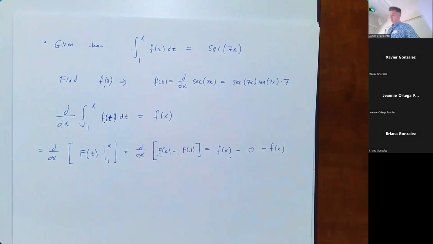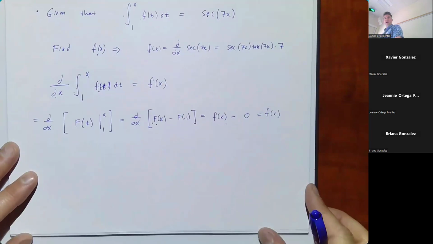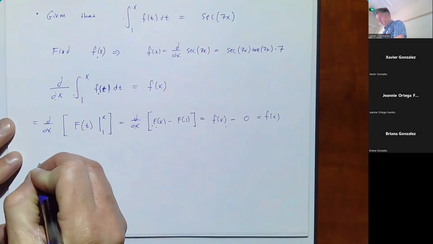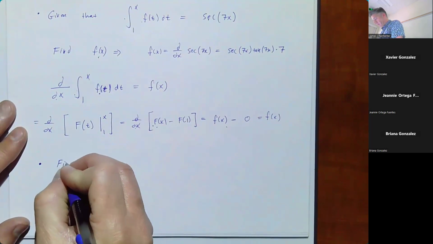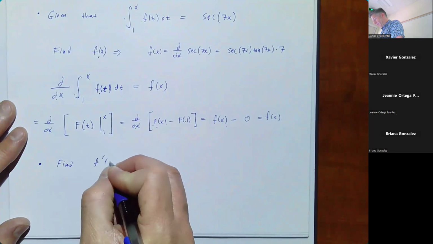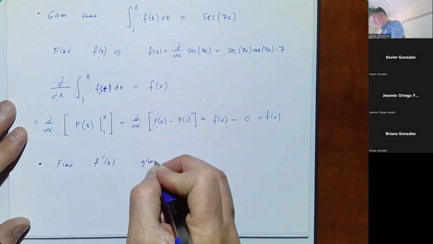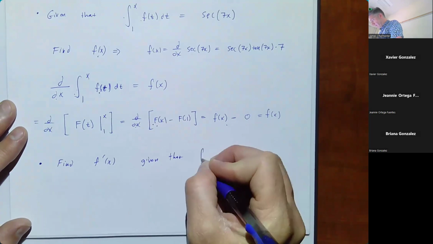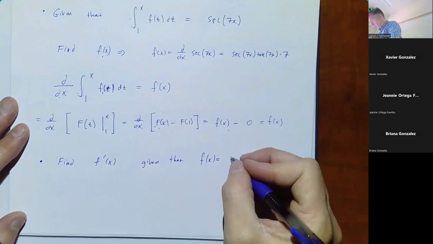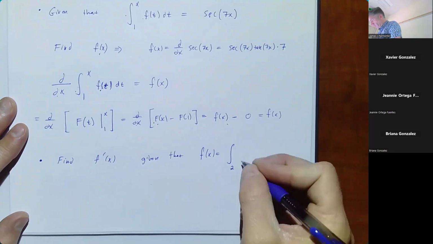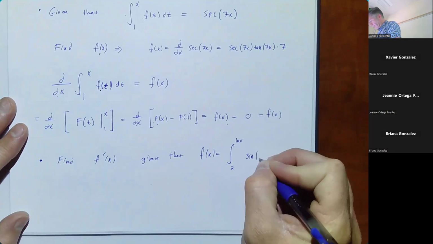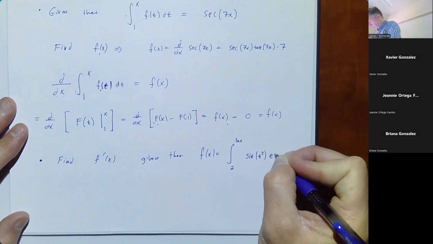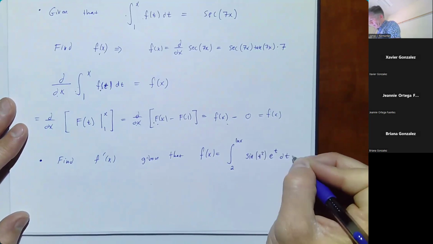That's a good question. So let's look at another one, what I would say is a more straightforward one. I want you all to try this one on your own. Find f prime of x given that f of x is equal to the integral from 2 to the natural log of x of sine of t squared times e to the t dt.